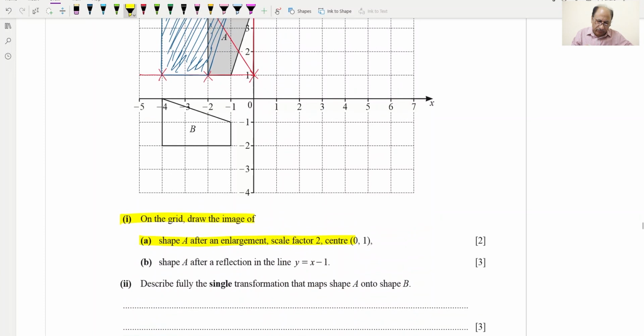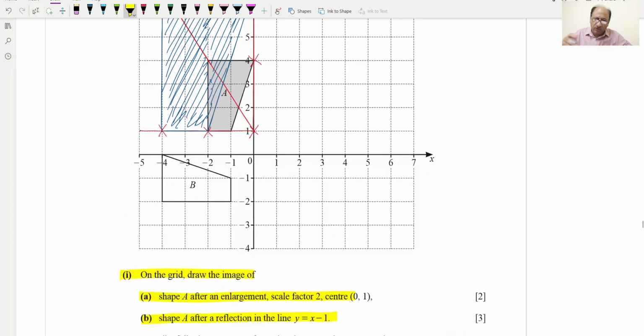Now part B, the shape A after reflection in the line y is equal to x minus 1. So y is equal to x minus 1 indicates that the y intercept is minus 1. So the line is passing through this, and the gradient m is equal to 1, we can write 1 over 1. So rise is 1 and run is 1, so 1 unit up and 1 unit to the right, so we'll reach over here, and we can draw this line, and we have to reflect shape A in this line. So these will be the points.